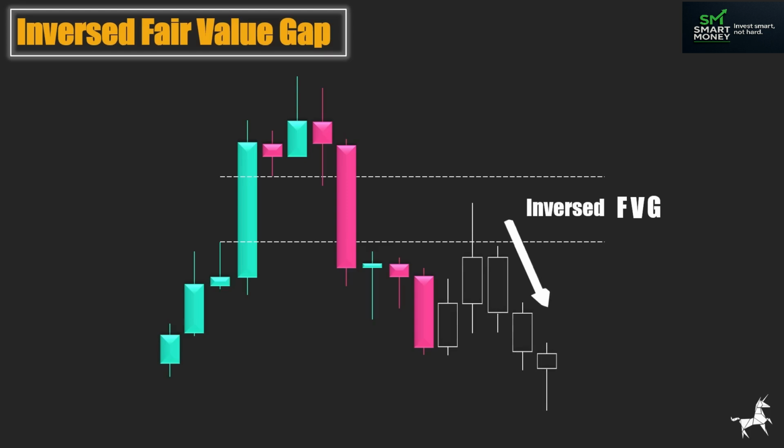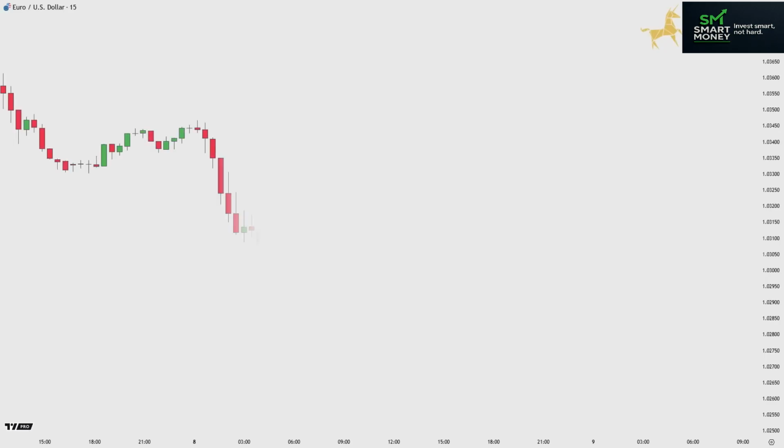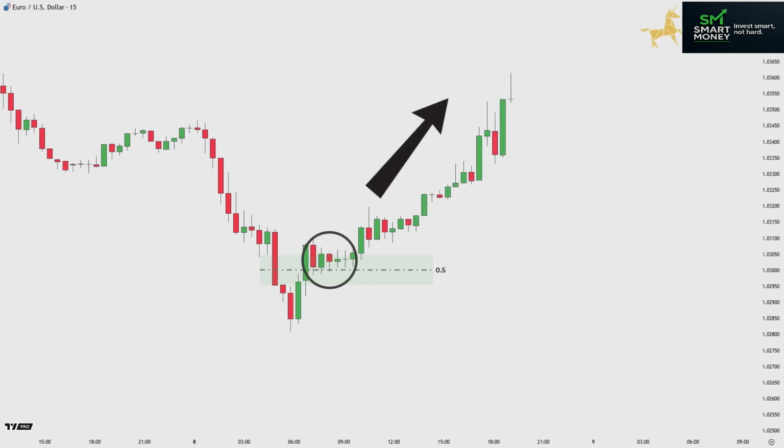To visualize this, imagine we had a bearish CB FVG that was violated by two strong bullish candles. This breakout created an inversed fair value gap. As price retraced back into the zone, it respected the consequent encroachment and then continued to move higher, demonstrating how the FVG flipped and served as support for the next leg up.